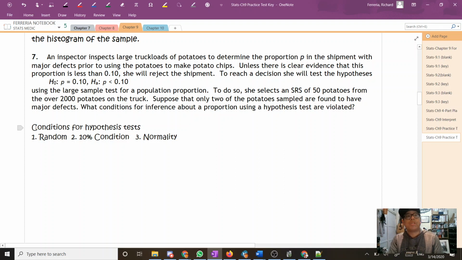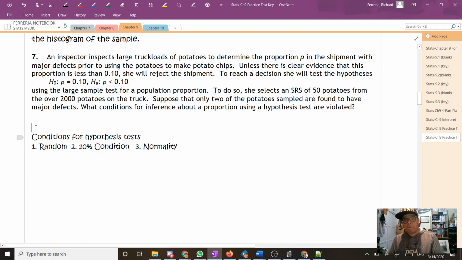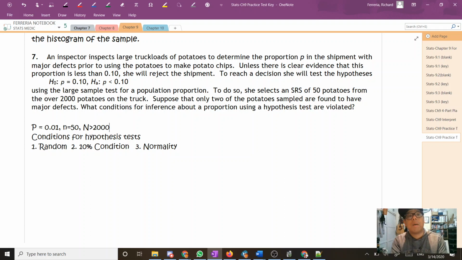Okay, so maybe we should take down the important stuff here. First of all, we already have P listed over there. It's 0.10. And what else do we see there? Oh, we see SRS of 50 potatoes. That's n, the sample size. And what else do I see? Oh, over 2,000. That is the population size. Remember, we use capital N for the population size, and we're saying the population size is greater than 2,000. How much greater?